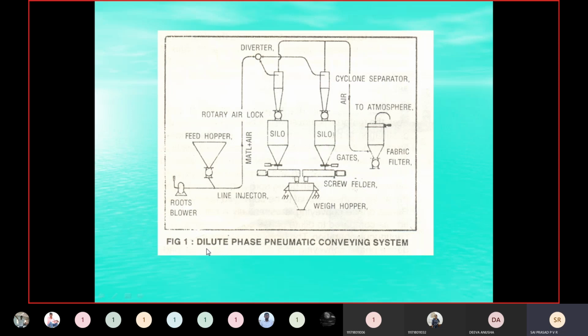Here, when we say dilute, we have another concept called dense phase. They both differ in the concentration of the solids. Here you have material and air is enough. Depending upon the concentration of the solids, we can have either a dilute phase or a dense phase. That is the only difference between the two processes.